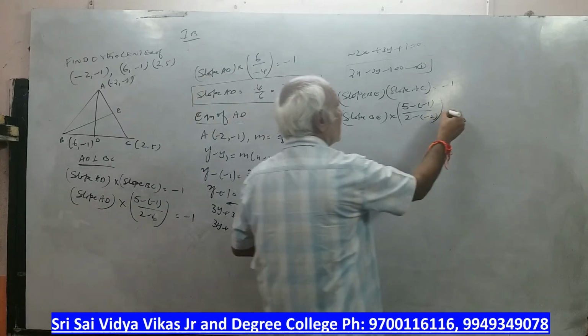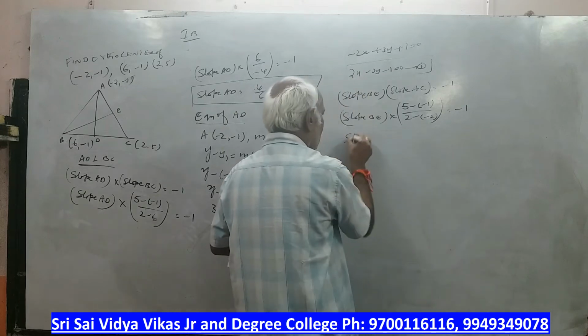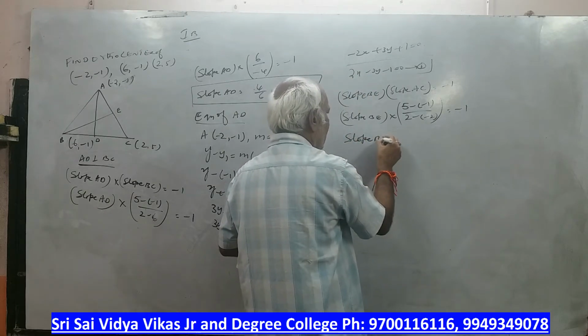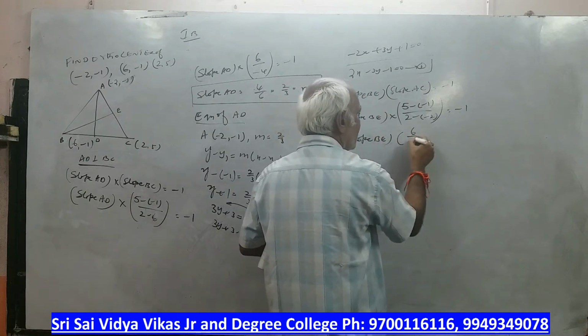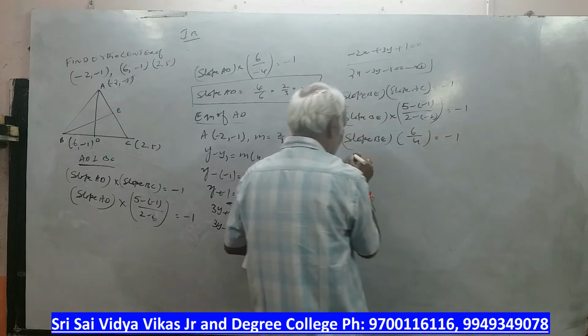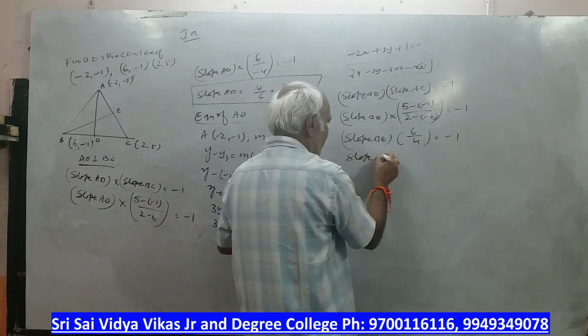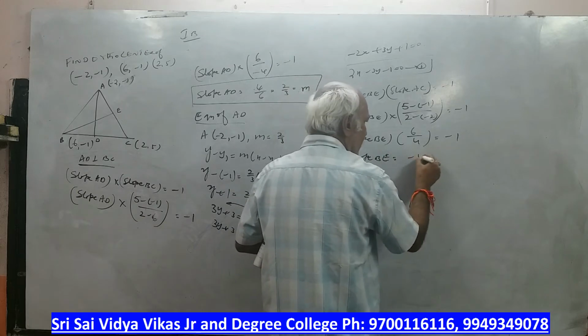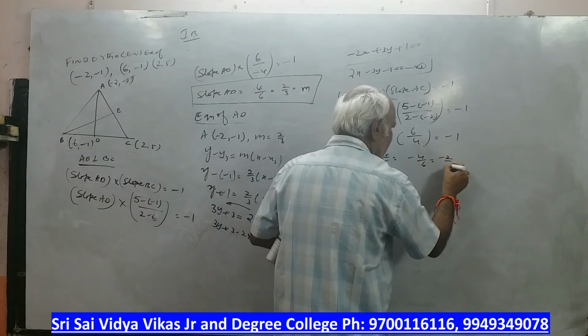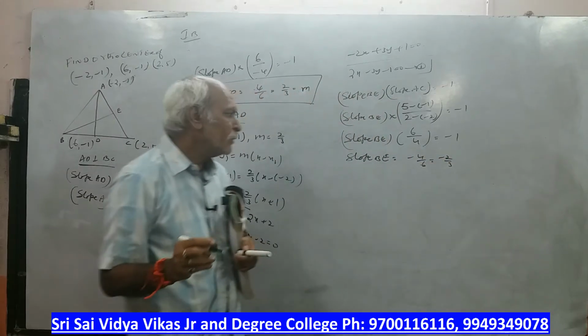Is equal to what, sir? Minus 1. Slope of BE into 6 by 4 is equal to minus 1. Slope of BE is equal to minus 4 by 6, minus 2 by 3. Okay, we got slope of BE.